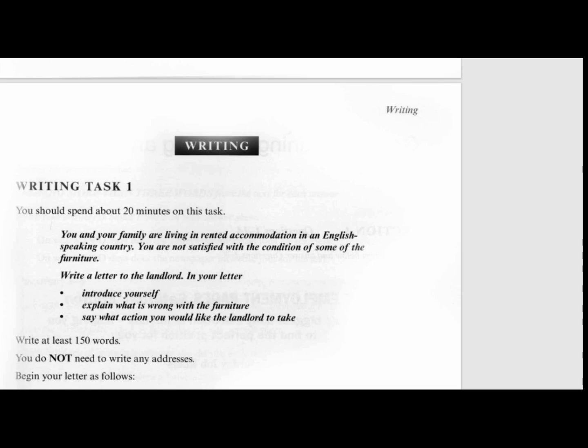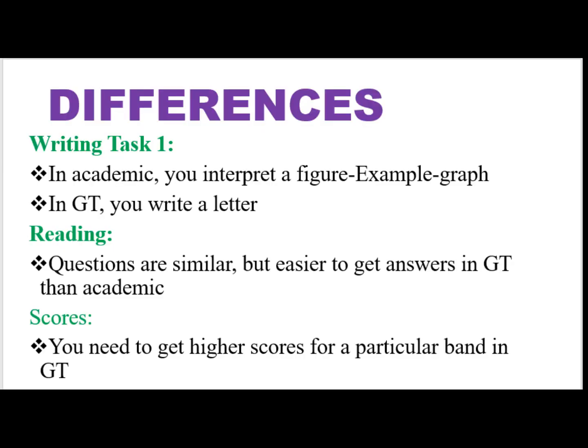So that's the difference in writing. Writing task 1 in IELTS constitutes about a third of the marks in the writing paper. So, to summarize, the difference in writing is that in academic writing, you interpret a figure. In GT, you write a letter.